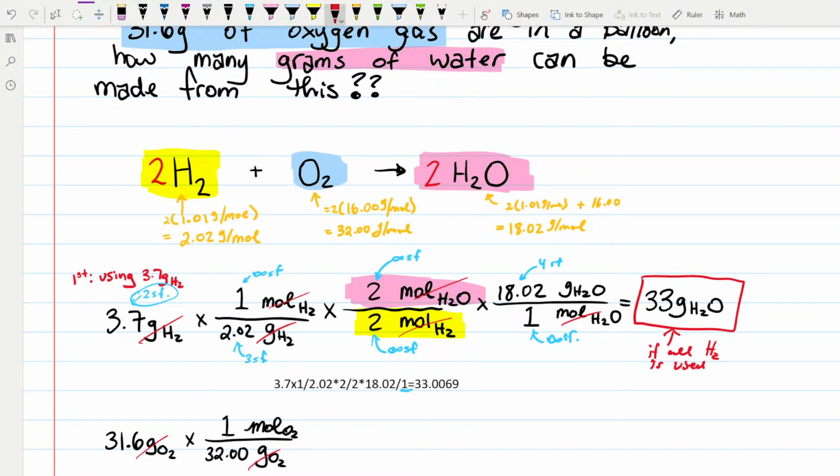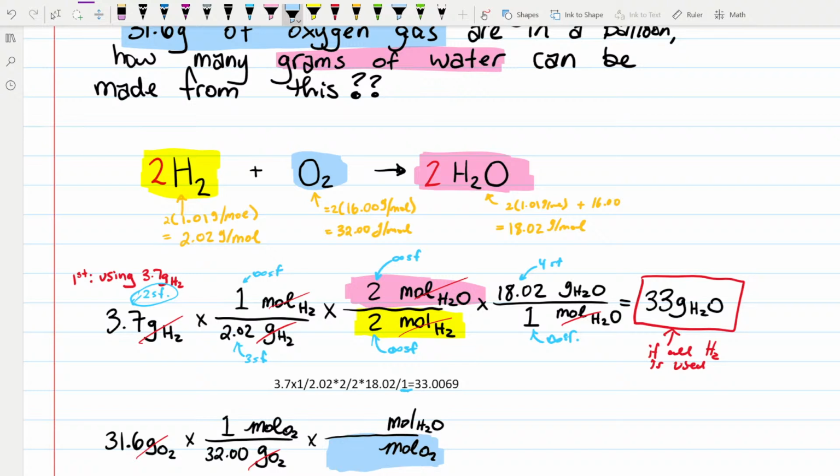If we stopped calculating now, we would see that 31.6 times 1 divided by 32 is going to be about 1 mole. That's about how much oxygen gas we're working with. But again, the question doesn't ask about how many moles of oxygen gas. It wants to know how many moles of water get produced. And we get that information from the periodic table. We know that not from the periodic table. Oh, no, we do not.